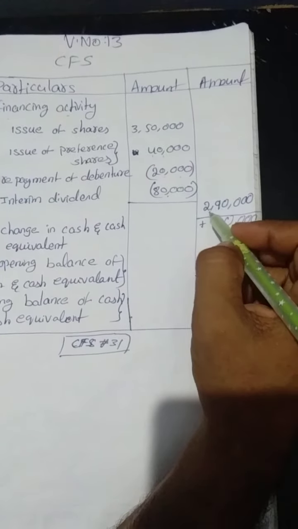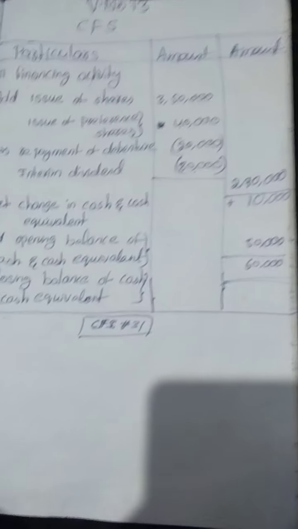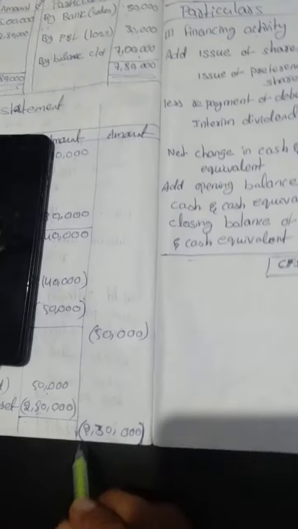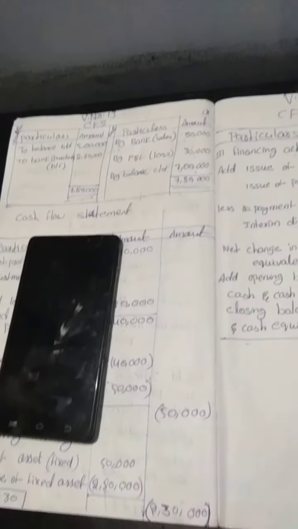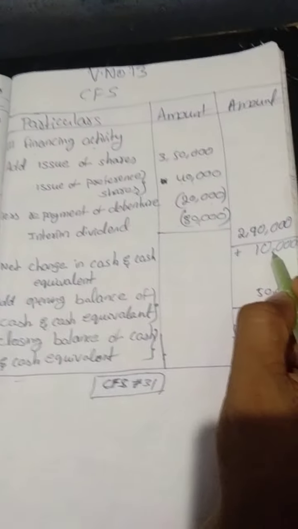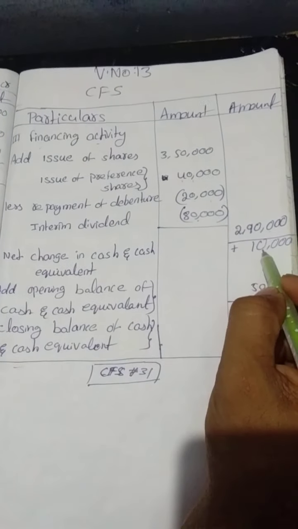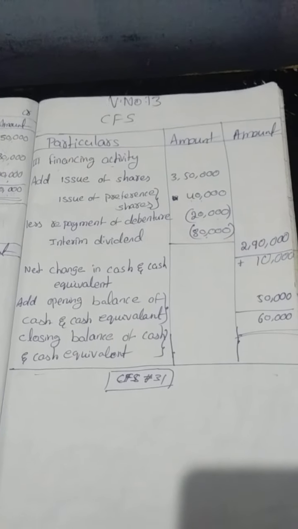So here a positive 2,90,000 is there, and before that we already had minus 50,000 and minus 2,30,000. These two we add, which gives 2,80,000, and here 2,90,000. That means 10,000 is the net change in cash and cash equivalents.